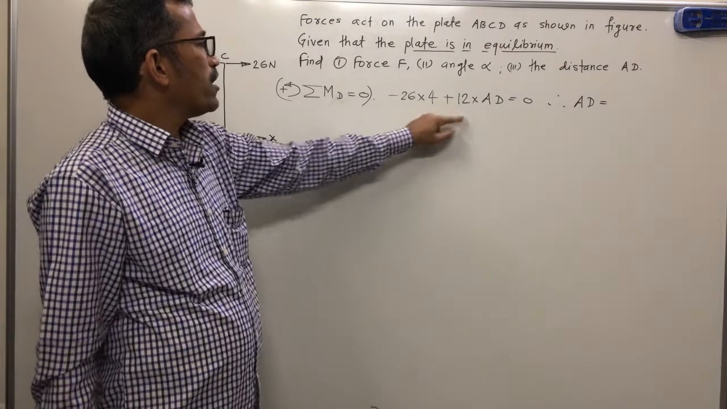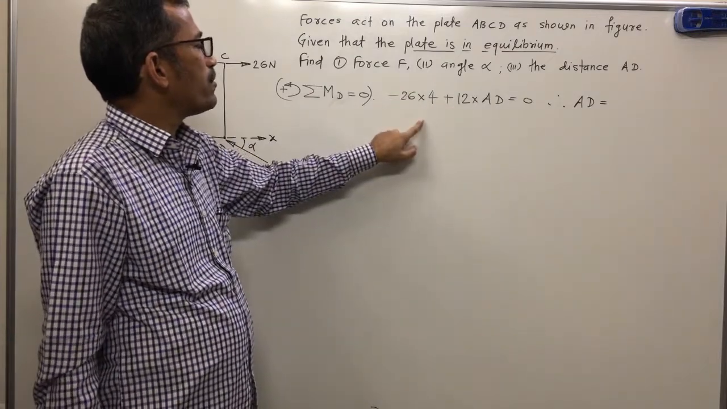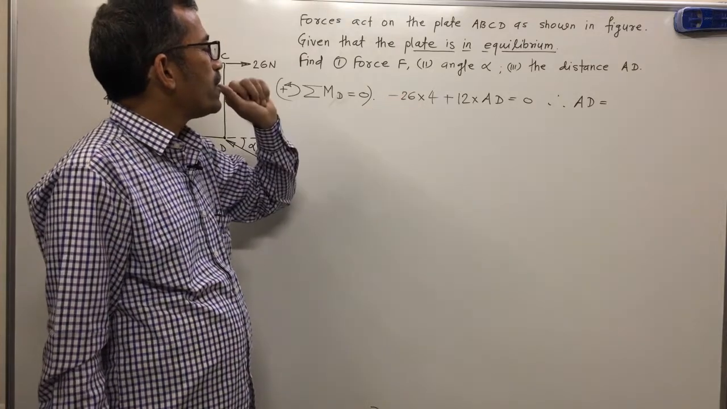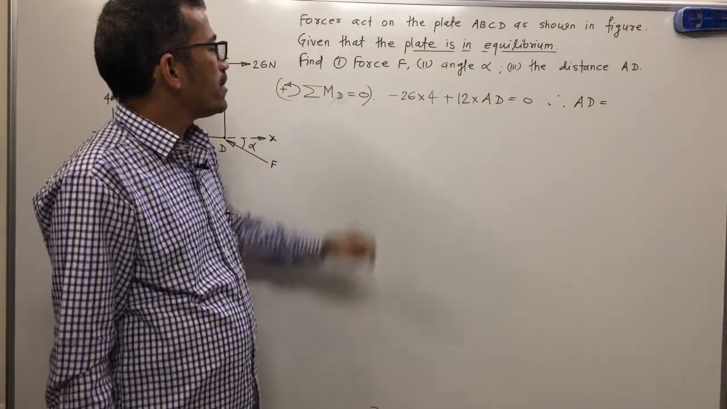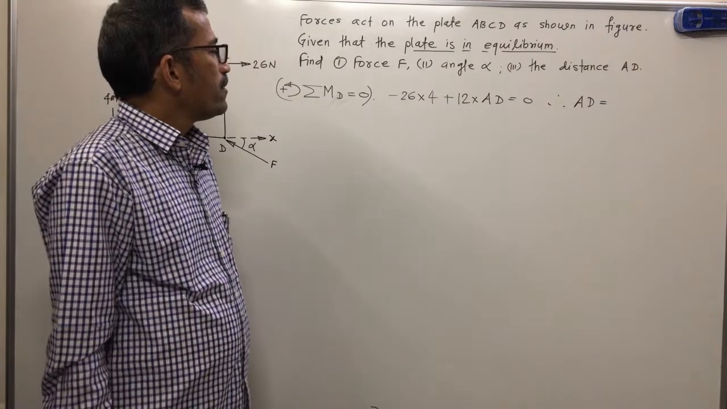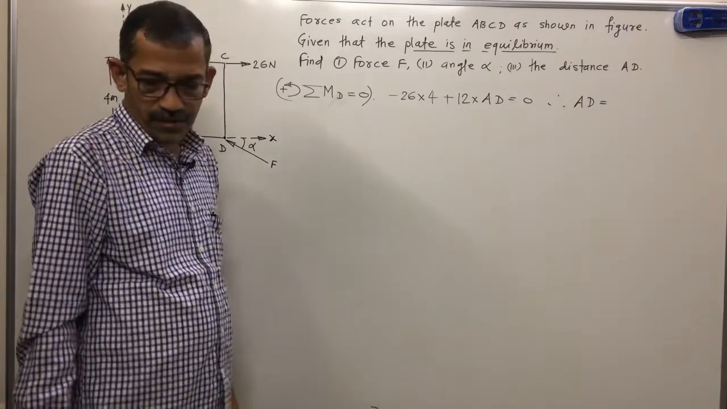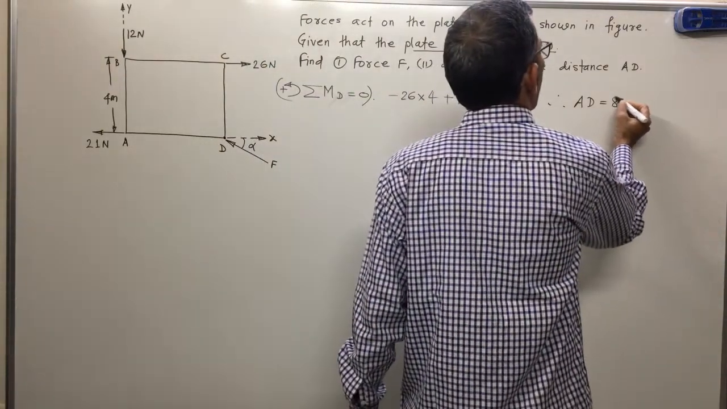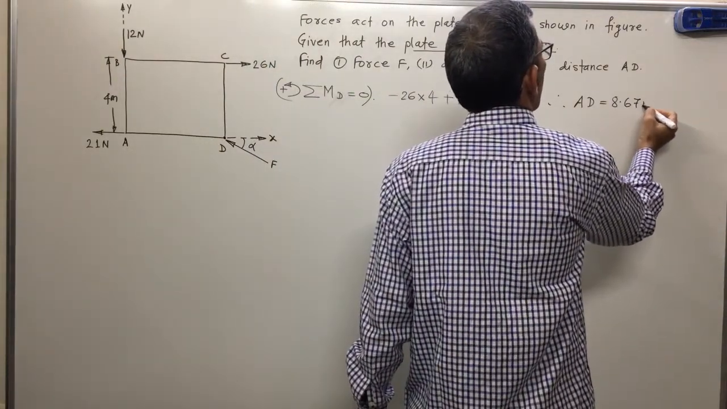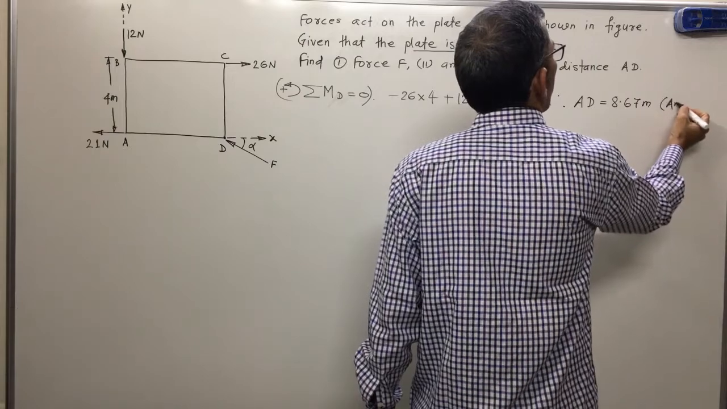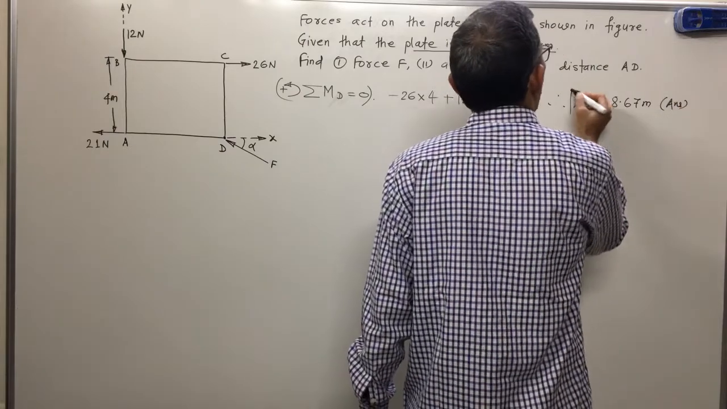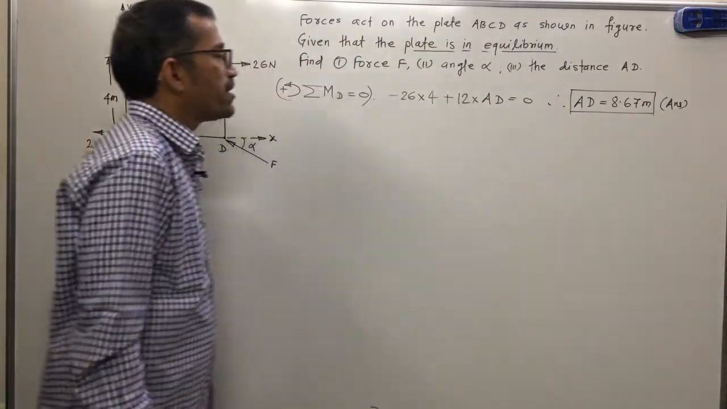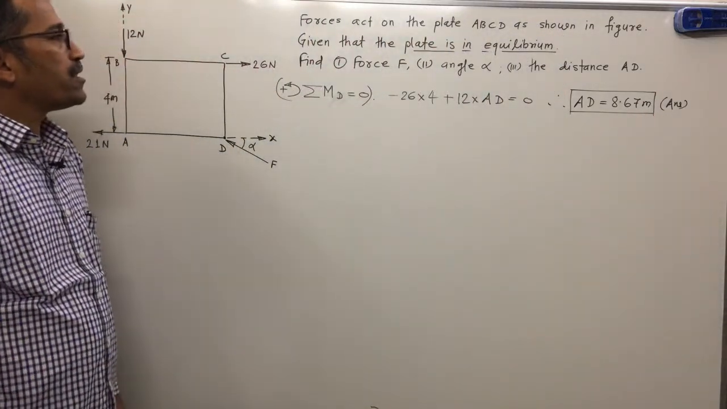26 into 4 divided by 12, that means in the denominator we get 4 and this 12 means 3. 26 upon 3 means slightly less than 9, 8 point something. So what is the distance? 8.666, you can say 8.67 meters. This is our first answer, AD. The plate is in equilibrium, therefore you can apply the conditions of equilibrium here. What are you getting? Distance AD you are getting.